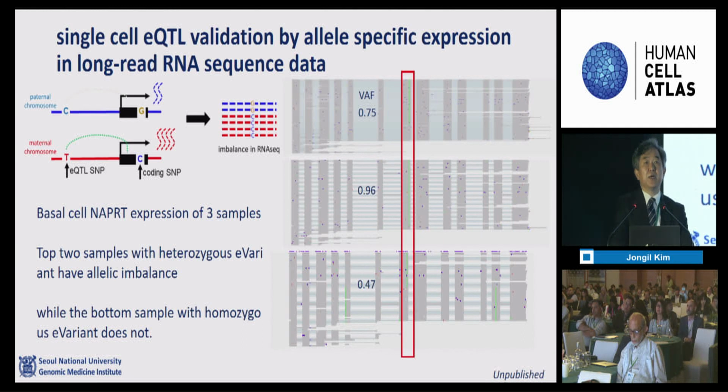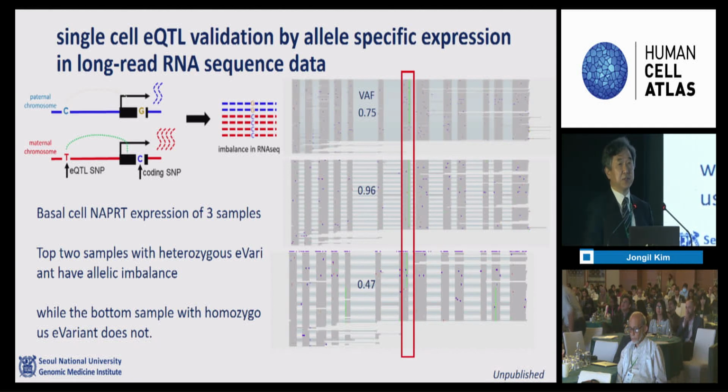Finally, we are doing some validation study, but it's not easy to validate each SNP. One simple strategy we used is long-read RNA sequencing. When there is a heterozygous SNP, we could find it by genotyping. And if there is an eSNP in a coding region, we can find the allele imbalance in the single-cell RNA sequence data.